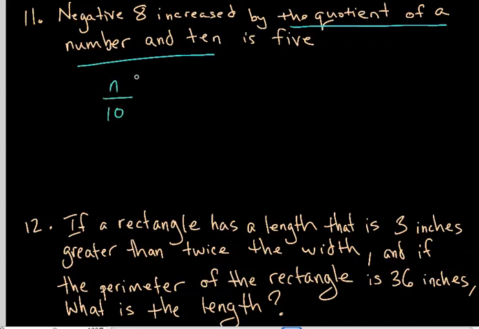You have to do it in the order that it's written. So if it says a quotient of a number, that number becomes the numerator. The second number that's written becomes the denominator. That's the number on the bottom. That's the way it goes.